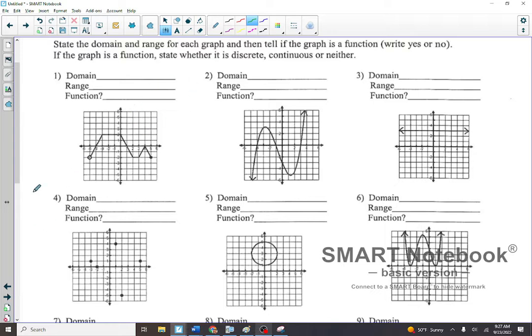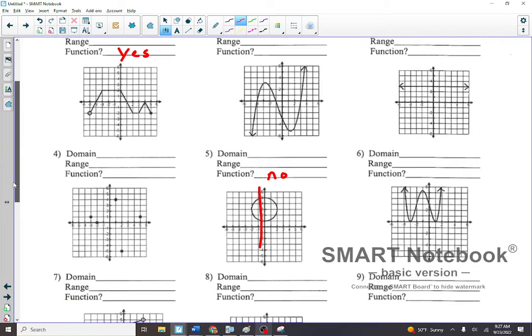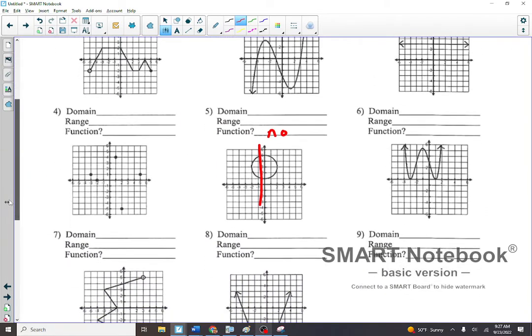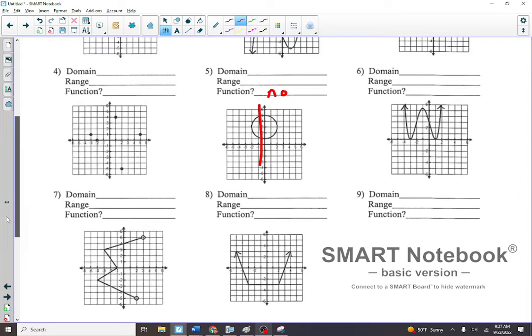Okay, this is more of the practice over here. I just want to talk about whether it's a function or not. Remember, the rule for a function is the vertical line test. So if it passes the vertical line test, then yes, it is a function. While something like number 5 over here, where the circle is, is not a function because it fails the vertical line test. So that would be a no, not a function. Otherwise, this is more practice on the domain and range stuff.